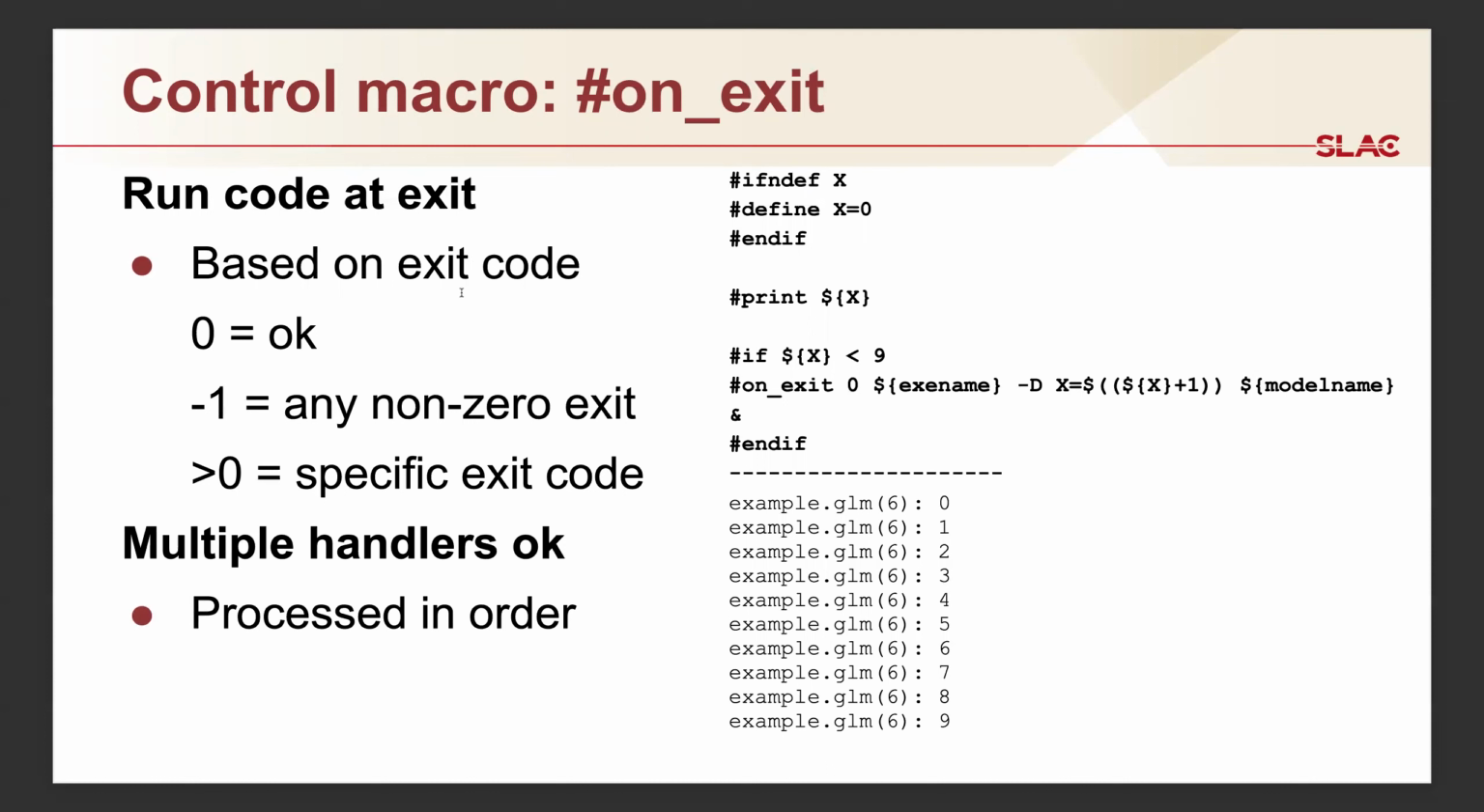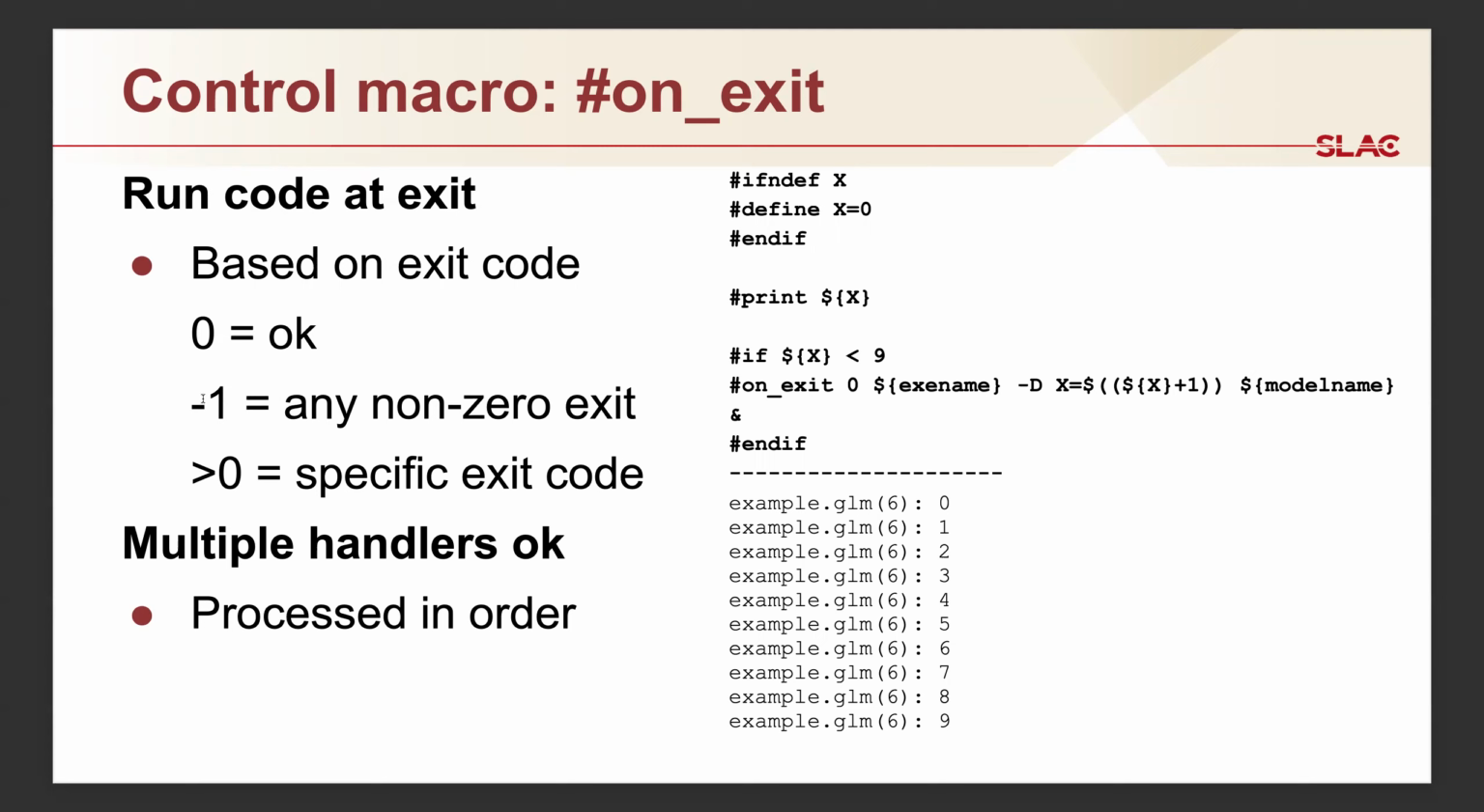Next is the on-exit macro. In this case, when the GLM file is loaded, if it succeeds, the exit code for the simulation should be 0. And if it fails, it will be some non-zero value greater than 0. So it could be 1, 2, 3, or 4, and there are, I think, up to 127 possible values.